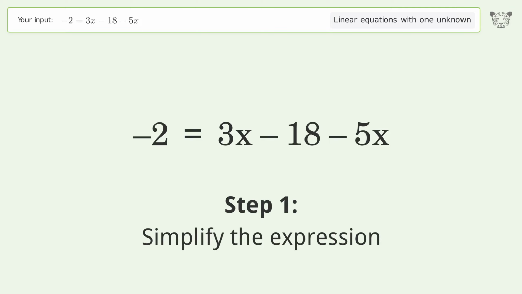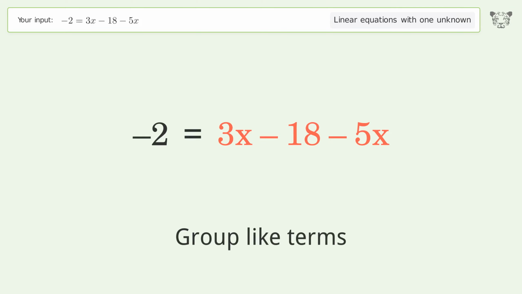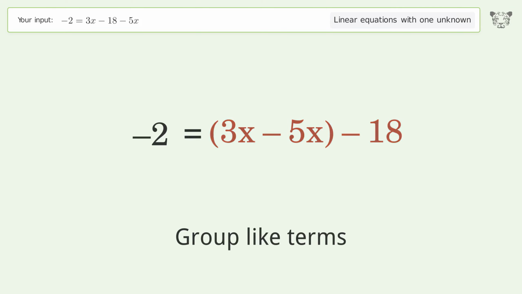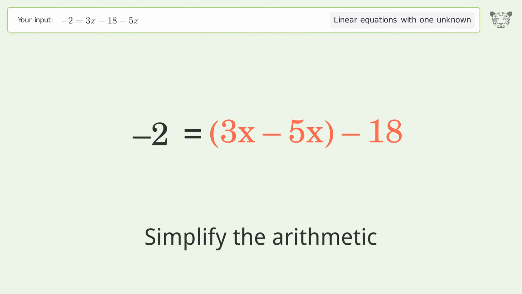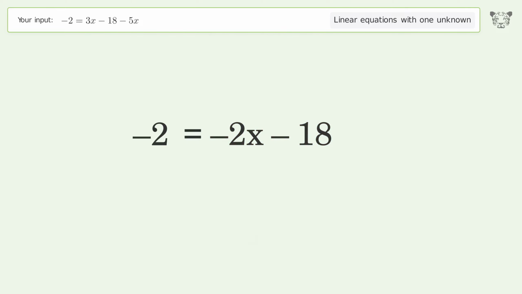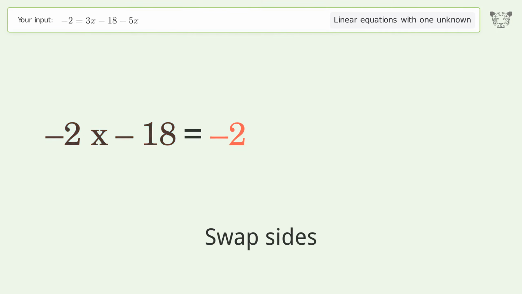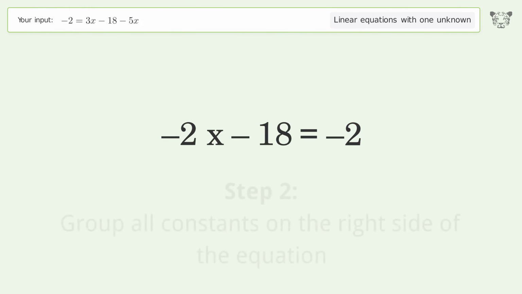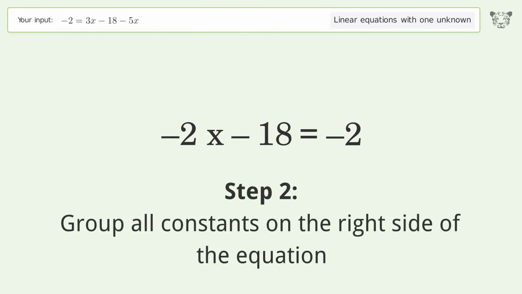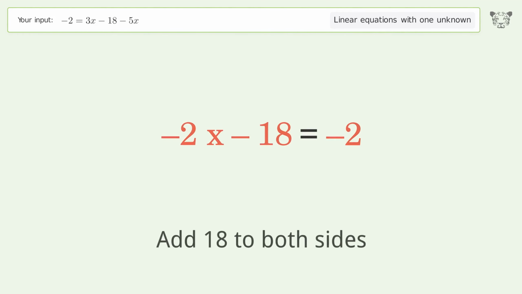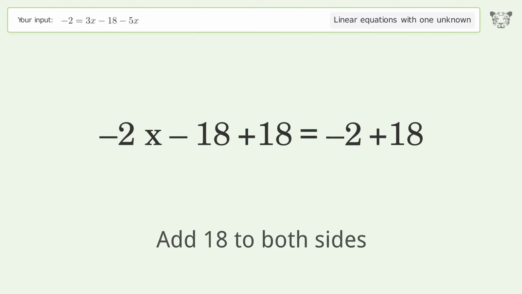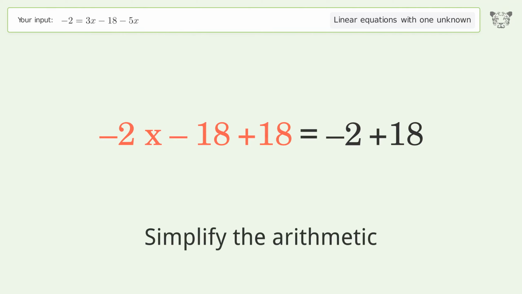Simplify the expression. Group like terms. Simplify the arithmetic. Swap sides. Group all constants on the right side of the equation. Add 18 to both sides. Simplify the arithmetic.